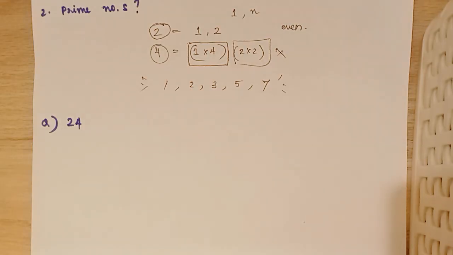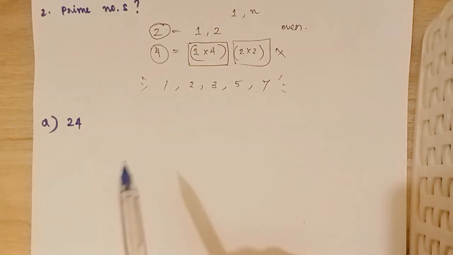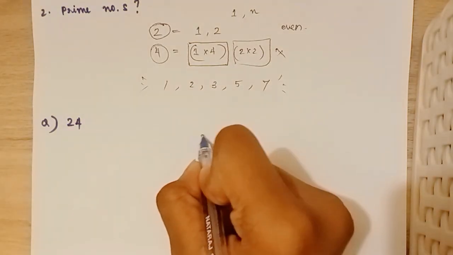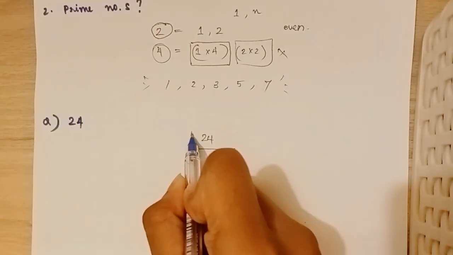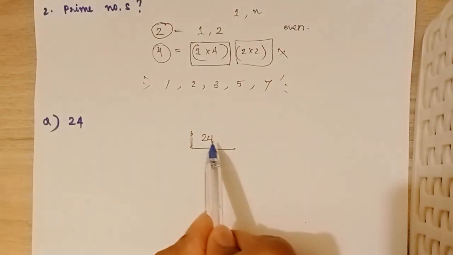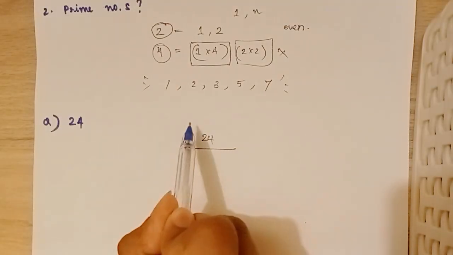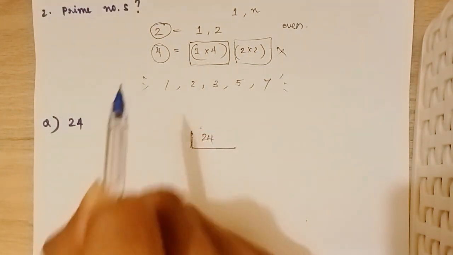So let's try prime factorization with a question. The number we have is 24. So how do you do the prime factorization of 24? Write the number as it is. Now how do you do this? Draw a line like this. And now check, is this number even? If the given number is even, take the smallest number possible.